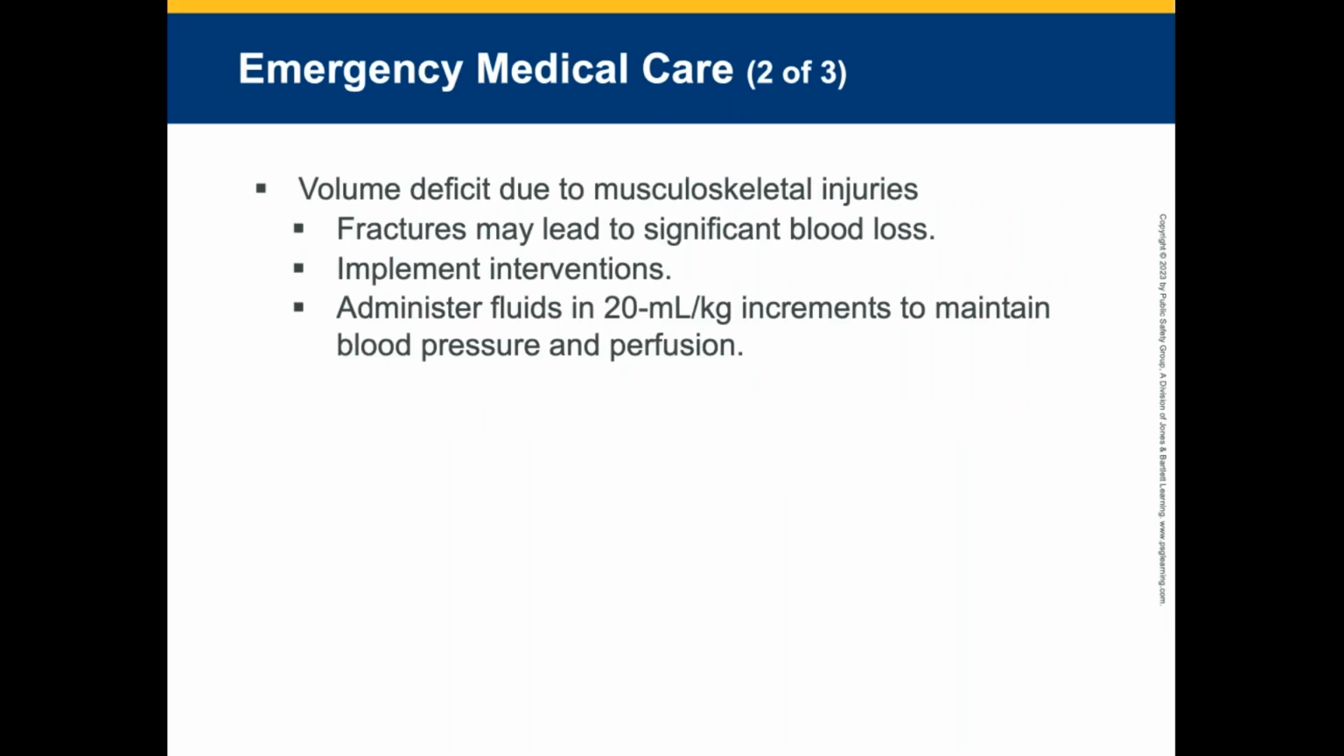For a volume deficit due to musculoskeletal injuries, remember that fracture may lead to significant blood loss from damaged blood vessels within the bone. So we want to administer IV therapy to prevent the development of hypotension and an unstable condition. So we can start fluids. We want to maintain blood pressure and perfusion at a 20 ml per kilogram bolus as we administer these fluids to the patient.